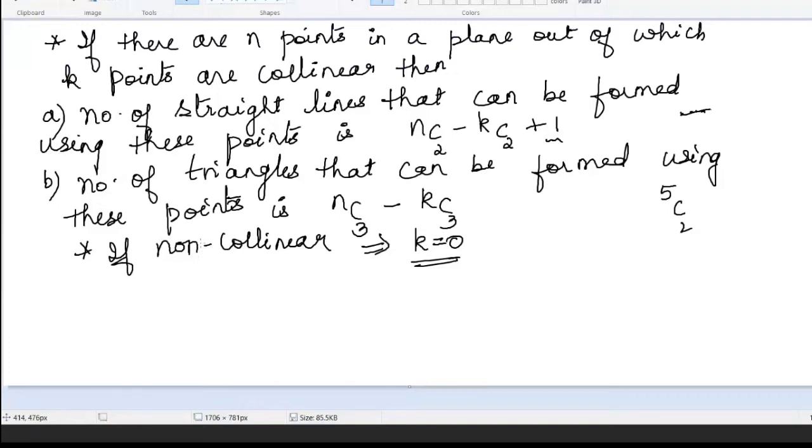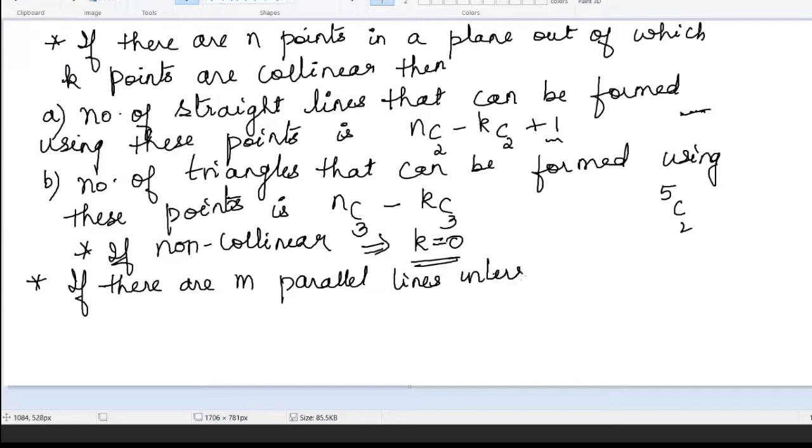Now the next star. If there are m parallel lines intersecting another set of n parallel lines.